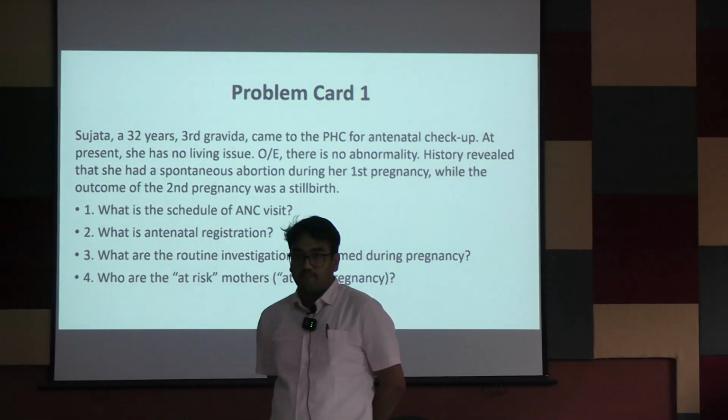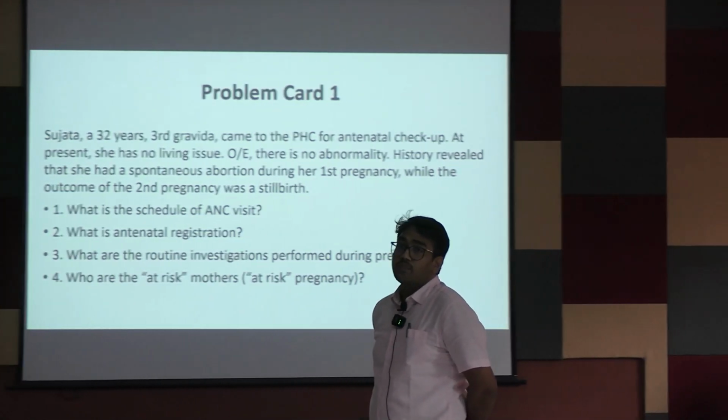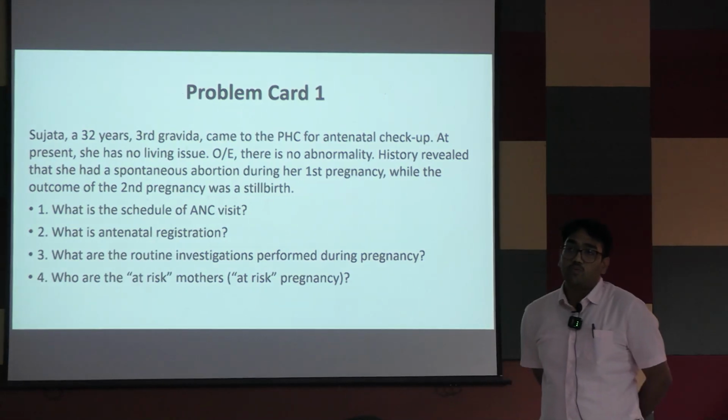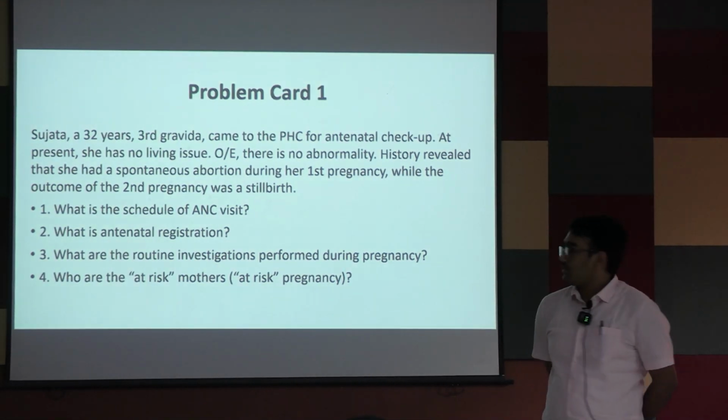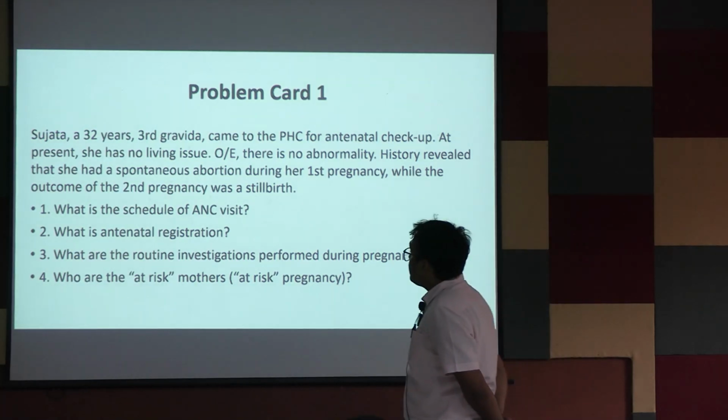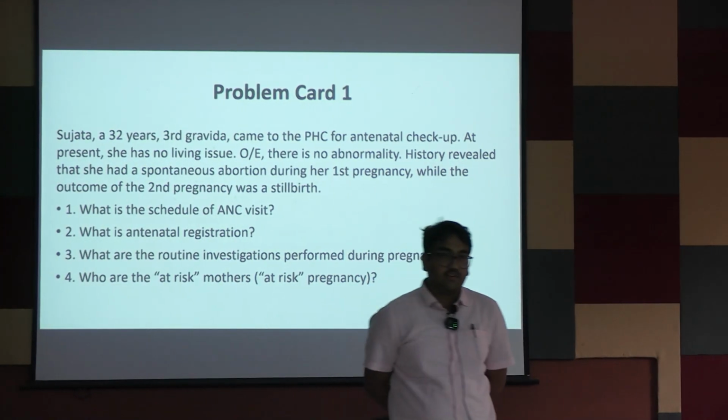This is her third gravida, isn't it? And she has had 2 pregnancies before. One ended in an abortion, the other ended in a stillbirth, right? So the questions are, what is the schedule of an ANC visit?